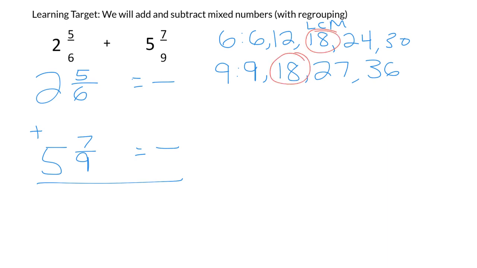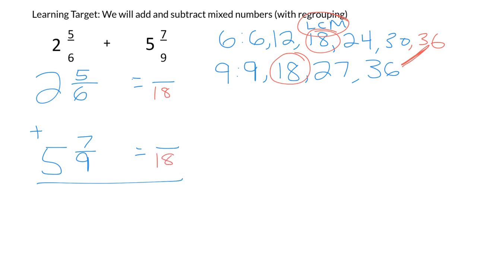Now, 6 and 9 are going to end up sharing some other common multiples. Like, for example, 6 times 6 is 36. So 36 right here, this is a common multiple. But if we use 36 as our new denominator, we'd have to do some extra simplifying of that fraction answer at the end. So it's easiest to use your least common multiple. Okay, I'm going to write that denominator of 18 here and here.